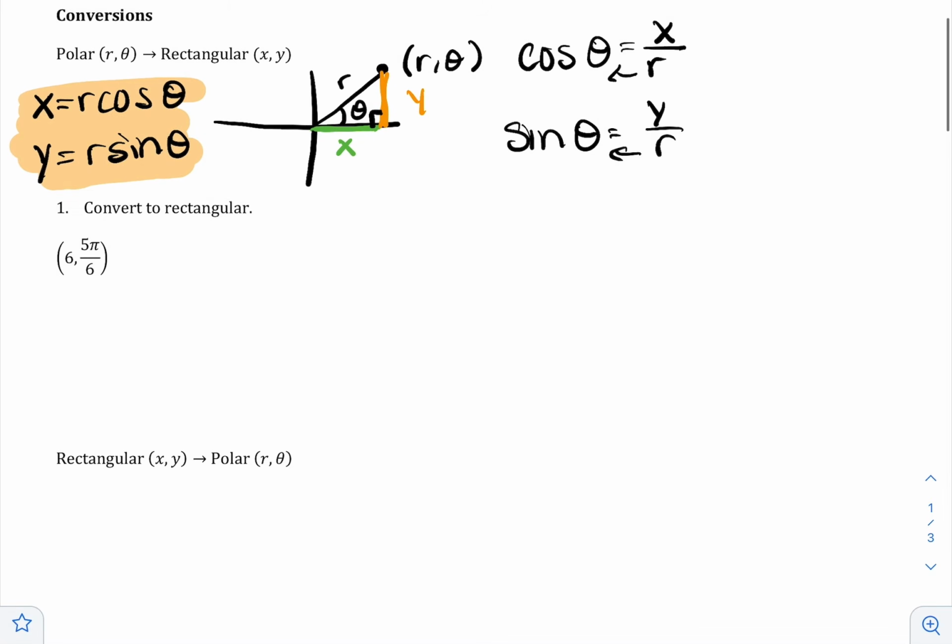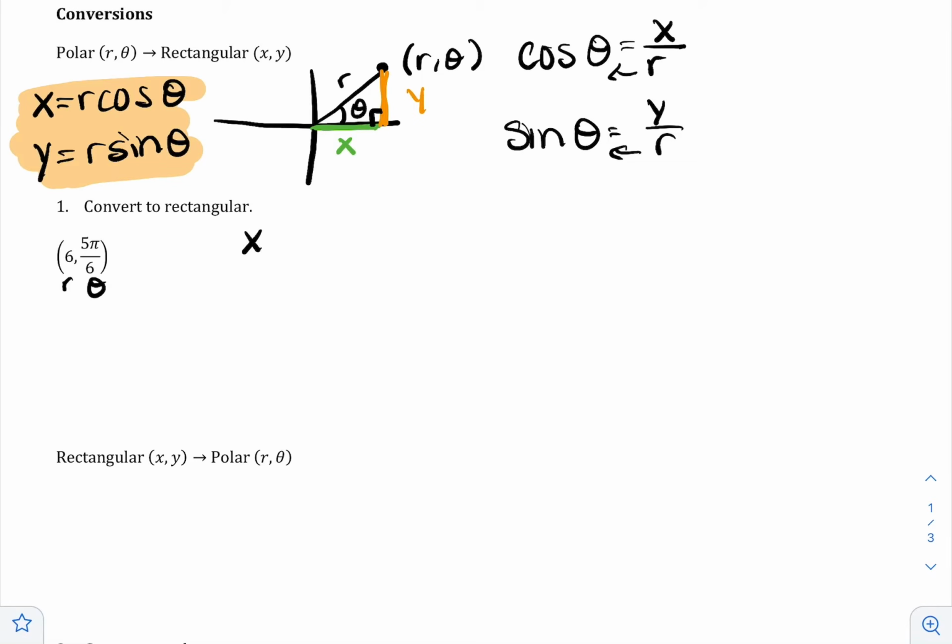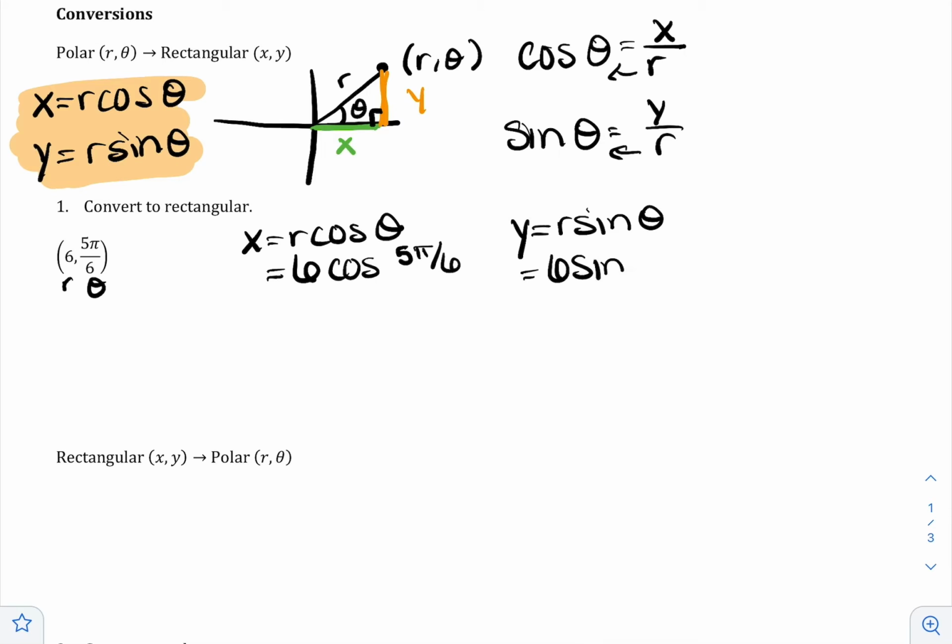So I want to convert the polar point to rectangular. So this is r and this is theta. I have x is equal to r cosine theta, which means that it's equal to 6 cosine of 5 pi over 6. And I have y is equal to r sine theta, which is equal to 6 sine of 5 pi over 6.